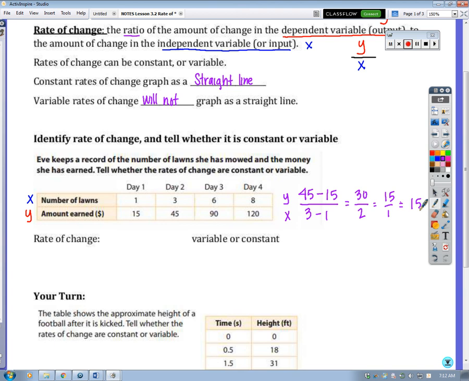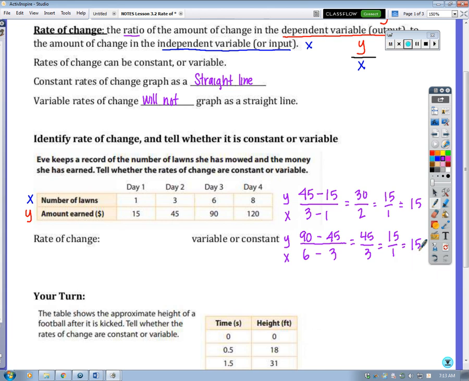Okay, so now I'm going to compare that to my day 2 to day 3. So I'm going to set it up the same way. I'm going to put my day 3 variables here. My dependent variables go on top, and on day 3, Eve made $90, and she mowed 6 lawns. And then on day 2, she made $45, and she mowed 3 lawns. So here I've got my change in y values, my change in money, and my change in x values. So I'm going to subtract here. 90 minus 45 is 45, and 6 minus 3 is 3. That's going to simplify down to that 15 over 1, or 15. So far we're looking like we have a constant rate of change.